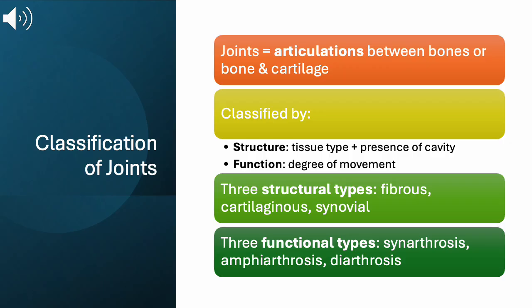Joints are broadly classified in two ways: structurally and functionally. The structural classification looks at how bones are physically connected, whether by fibrous connective tissue, cartilage, or enclosed in a fluid-filled cavity. This gives us three types: fibrous, cartilaginous, and synovial joints. The functional classification focuses on how much movement the joint allows. We categorize joints as synarthroses, immobile, amphiarthroses, slightly movable, or diarthroses, freely movable. You'll notice that these two classification systems often overlap. So, for instance, fibrous joints are typically synarthroses. We'll walk through each category in the coming slides.